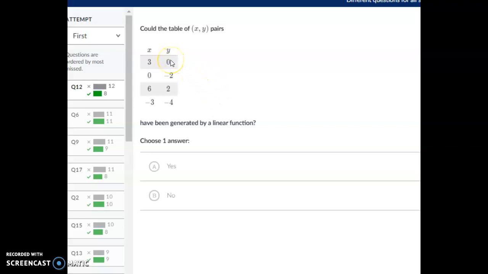And I could even look right here, 0 to -4. That's a change of -4. If I do that, then the same proportion from 3 to -3, that's -6. So -4 divided by -6, I still have a proportion of 2/3. So I can say that has a constant slope, and I can say, yes, that is linear.